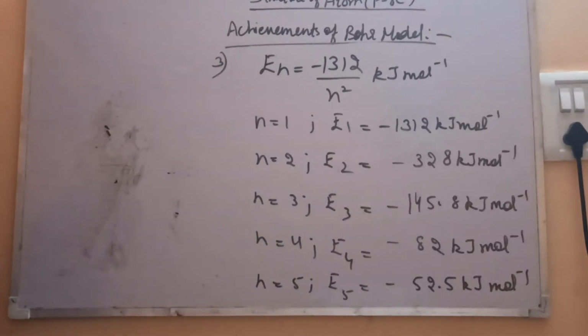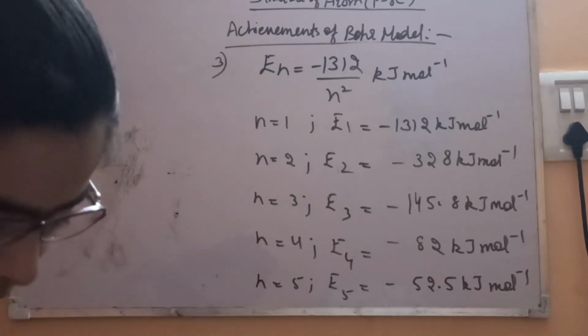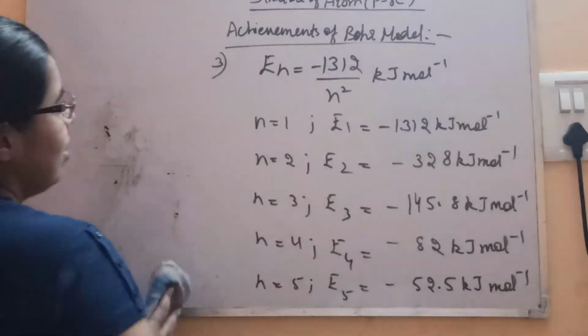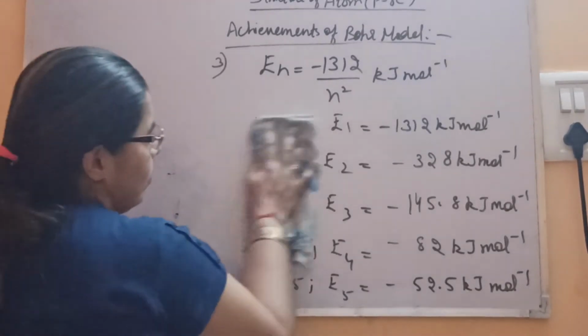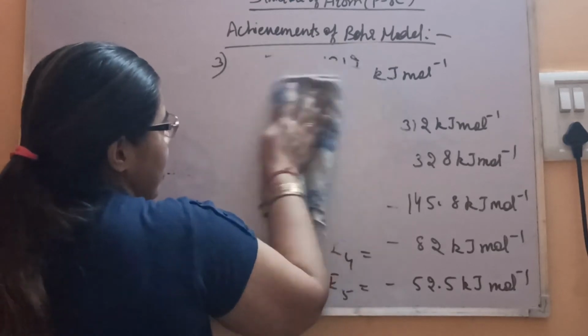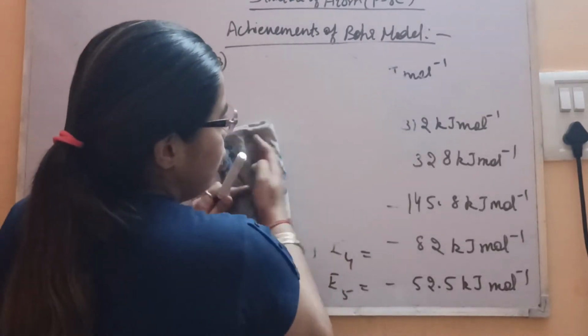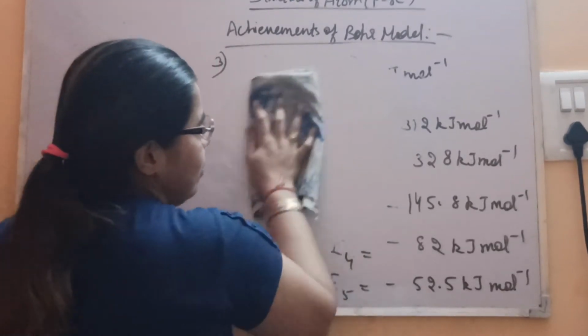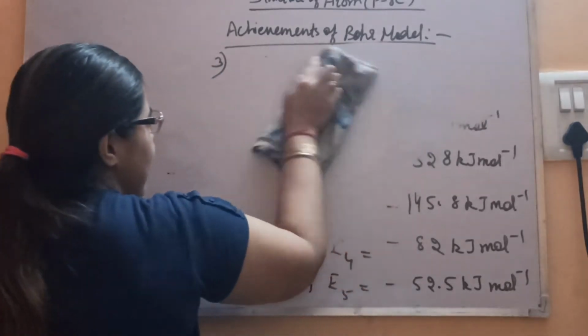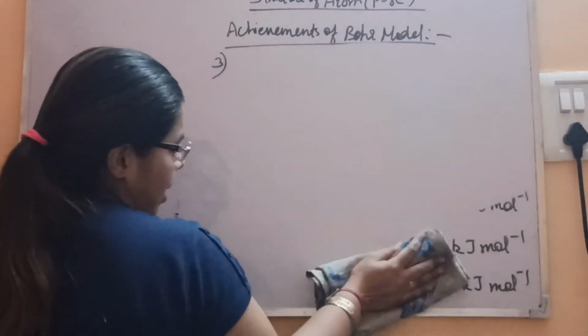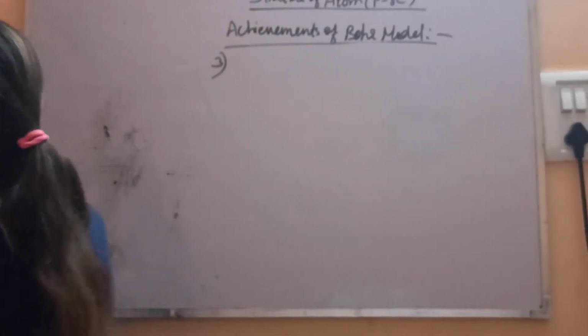Now we'll see this, we will compare, then what we can conclude from here, that we have to check. So these are the values of energy. See the difference also between the two. The difference between the two energies is also not equal. This indicates that the lines are not equally spaced.